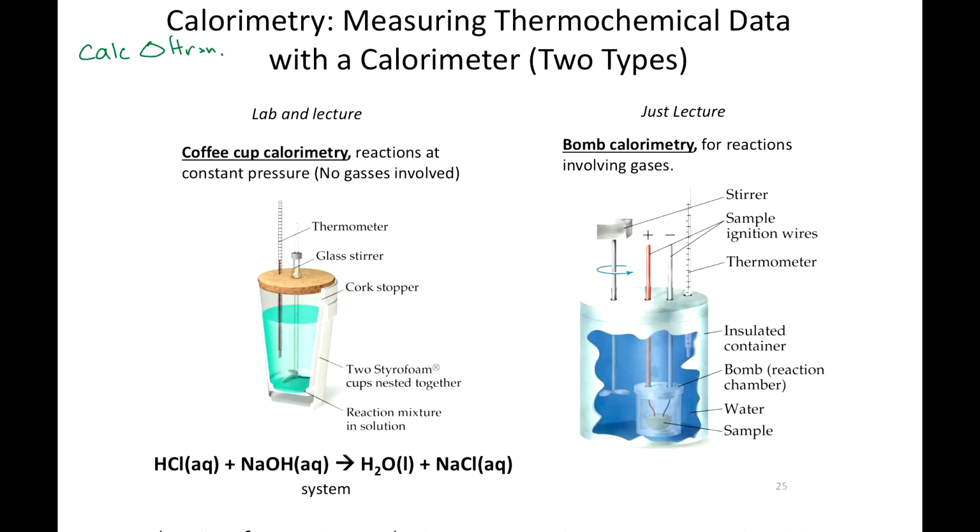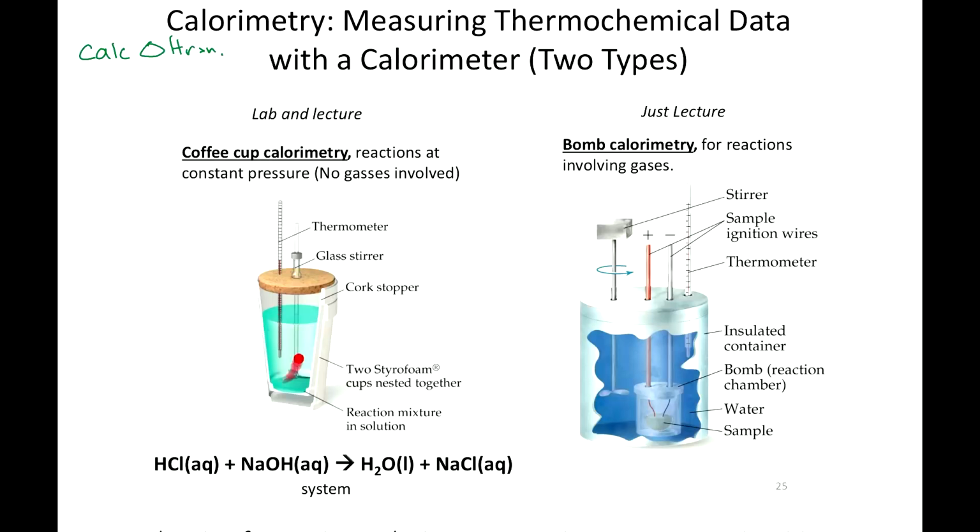But before I do that, we're going to use calorimetry in 2 different ways. We're going to do coffee cup calorimetry. You're going to do this in lab as well, so we'll do the calculations in lecture and you'll do it in lab. And then we'll also do bomb calorimetry, but we'll just do this in lecture. You won't actually do it in lab. So the idea here is, to chemists, the reaction is the system. We are the surroundings.